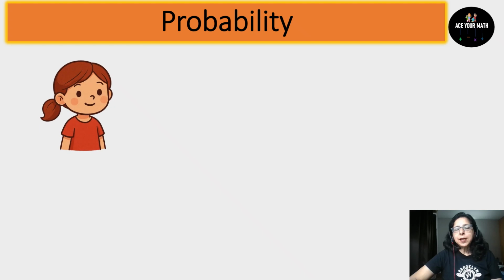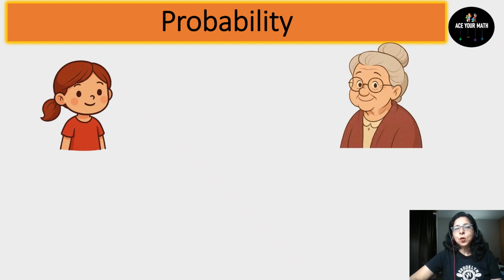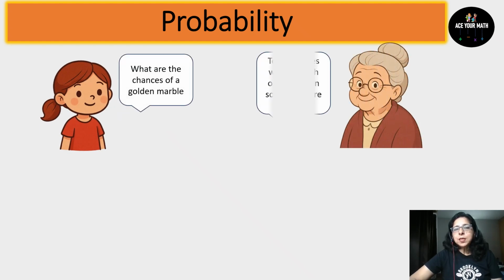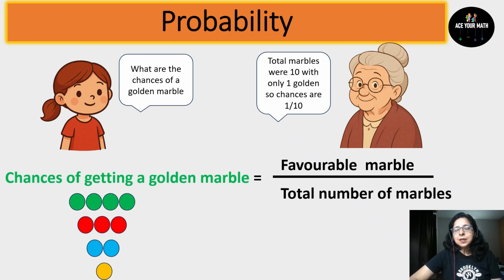Now, Rana asked her grandmom, what are the chances of the golden marble? Grandmom says, total marbles were 10 with one golden, so the chances are 1 upon 10. So, how did grandmom calculate the chances of a golden marble? The formula is favorable marbles upon total number of marbles. Since golden marble is 1 only, it is 1 over the total number of marbles, which is 10, so 1 over 10. And when you find it in percentage, you are going to get 10%.